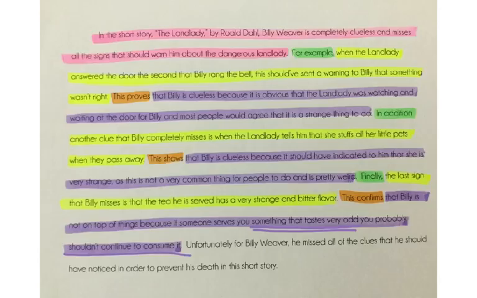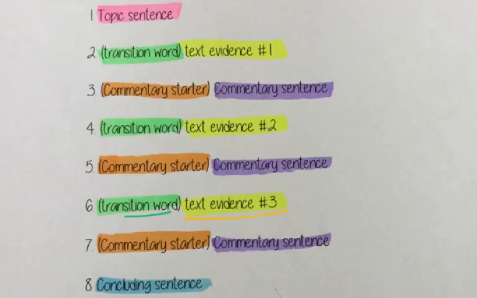This is what you would need in your commentary sentence to explain how your text evidence ties back to the claim that you made in your topic sentence, which is that Billy is completely clueless and he missed the signs. Make sure your paragraph is highlighted so that it looks like this. And finally, you should know what's coming last. The 8th sentence of our paragraph will be our concluding sentence, and we will go ahead and highlight that blue.